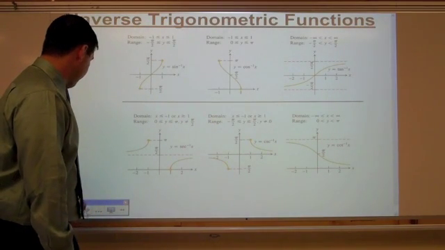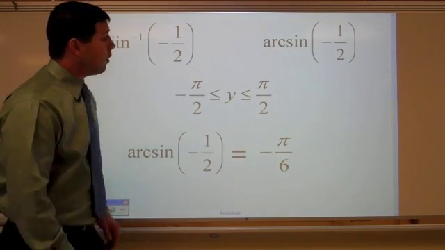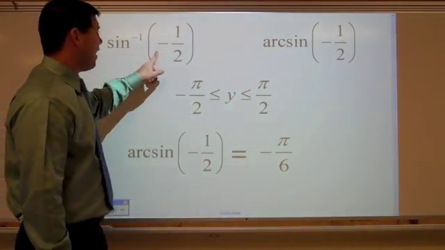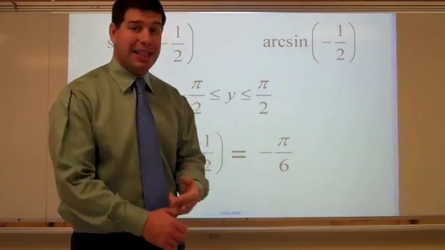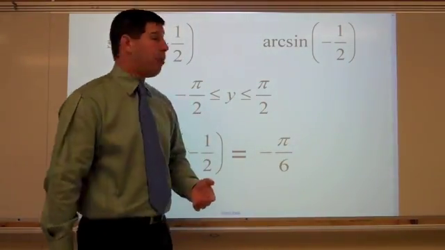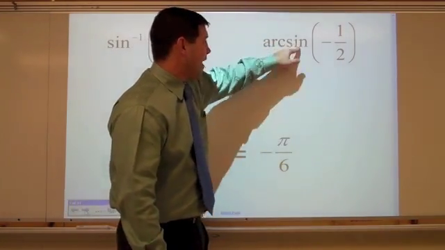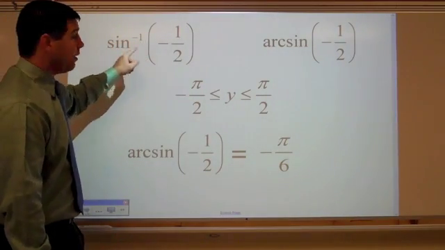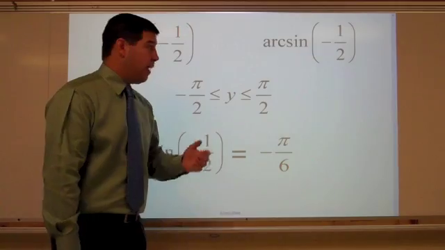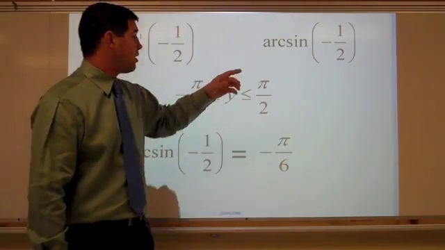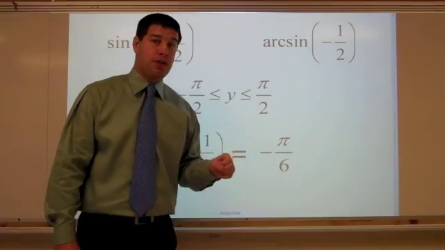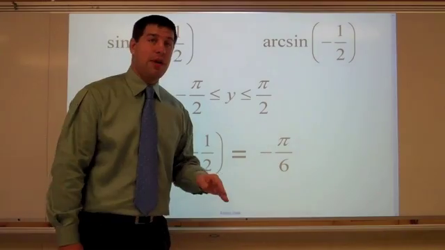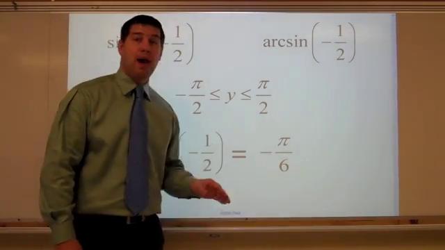Okay, again, inverse trig wants to know what's the angle. So sine inverse of -1/2, or arc sine of -1/2, wants to know what's the angle with a sine that's -1/2. What's the angle that has a sine of -1/2? Remember, the range of arc sine is from -π/2 to +π/2. So we have to pick a value in between -π/2 and +π/2. And that happens at -π/6.